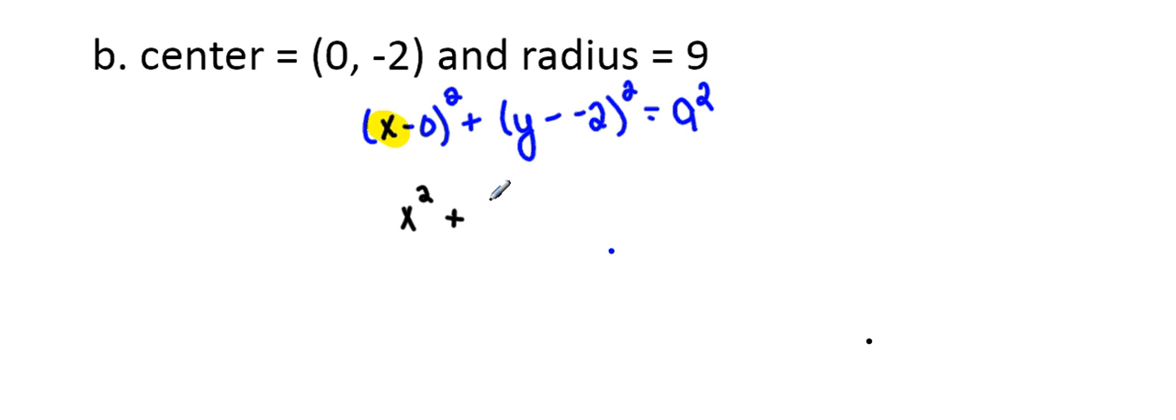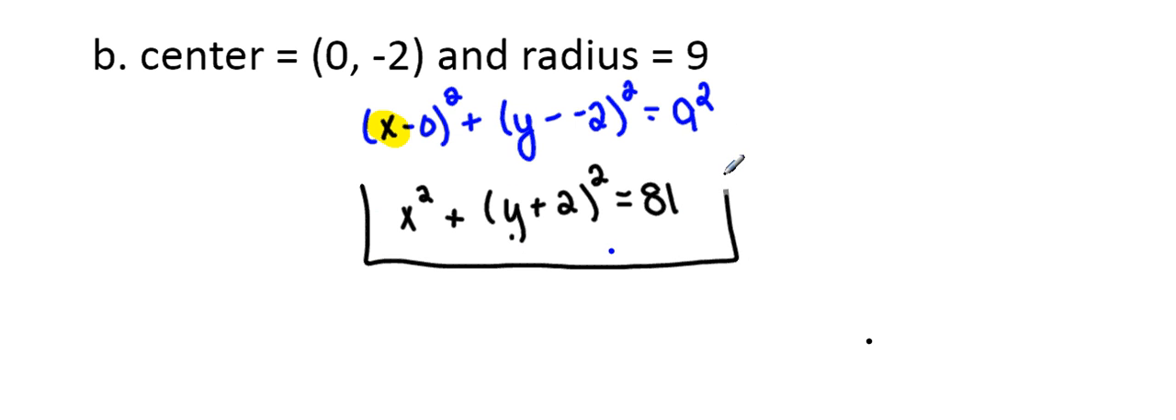Subtracting a -2 is kind of a messy way of saying adding 2. So I'm going to change my subtract -2 to a +2. And then that is equal to the square of 9, which is 81. And again, we put a box around it and call it done.